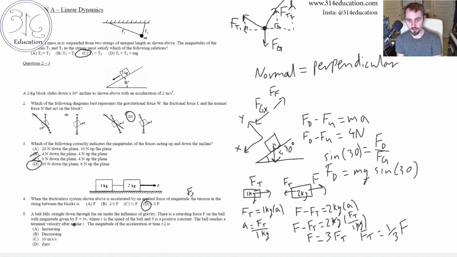Number 5, we're asked about a ball falling straight down through the air under the influence of gravity. There is a slowing force, we don't really use that word anymore, F, with magnitude given by some constant b times its velocity. And so the ball reaches a terminal velocity after time t. So what is the magnitude of the acceleration at time t over 2?